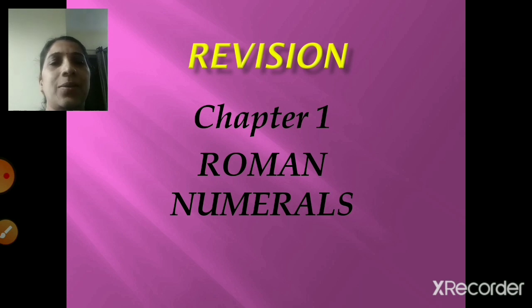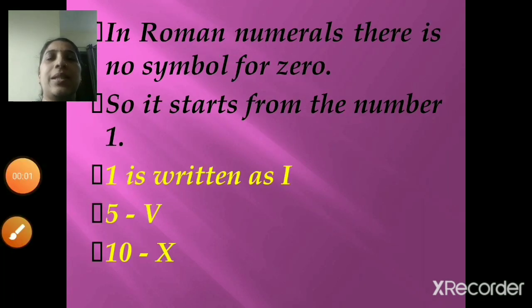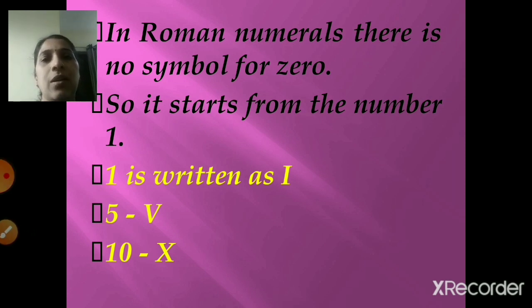So let's start. In ancient times, Romans used symbols instead of numbers. Ancient time means olden times. In olden times, what did the Romans use to do? They used symbols instead of numbers. In Roman numerals, there is no symbol for 0. So the symbols start from the number 1.